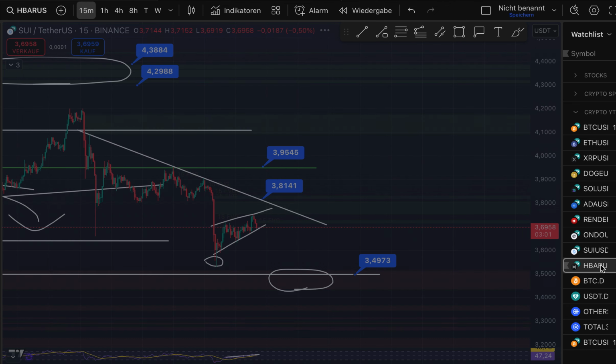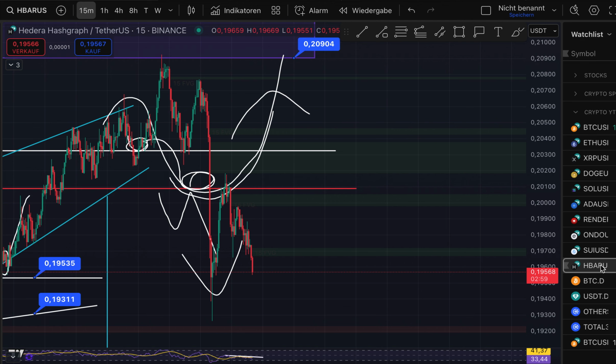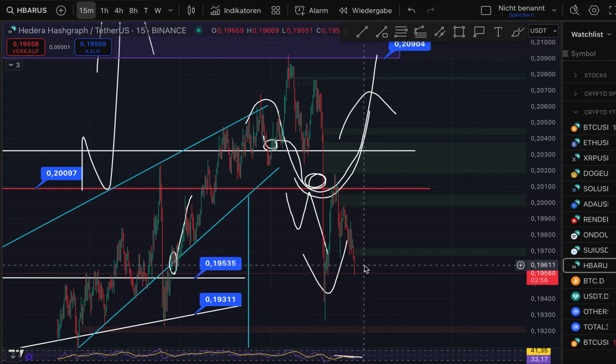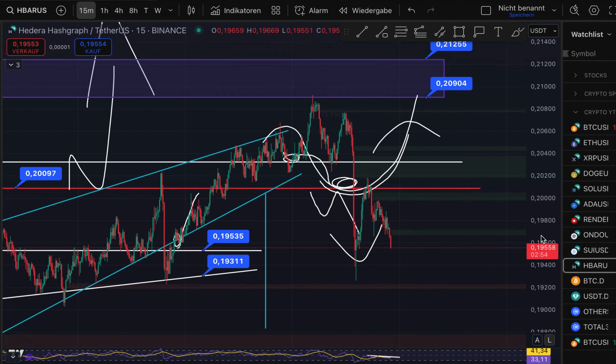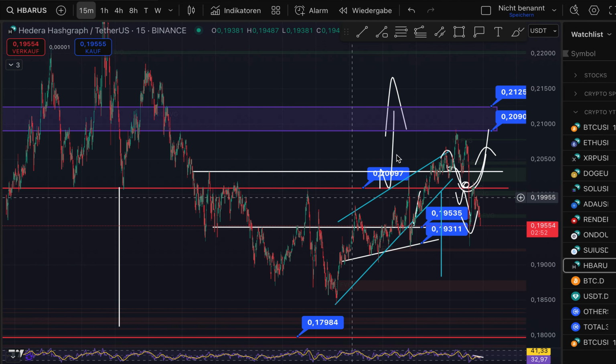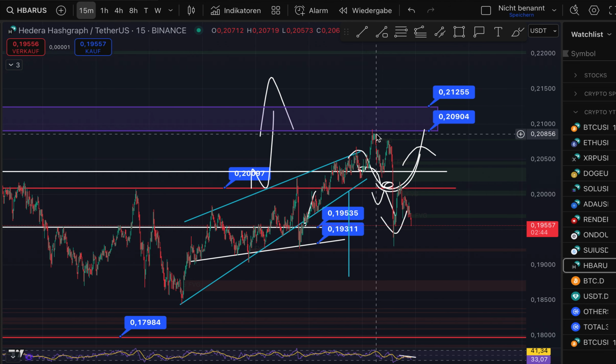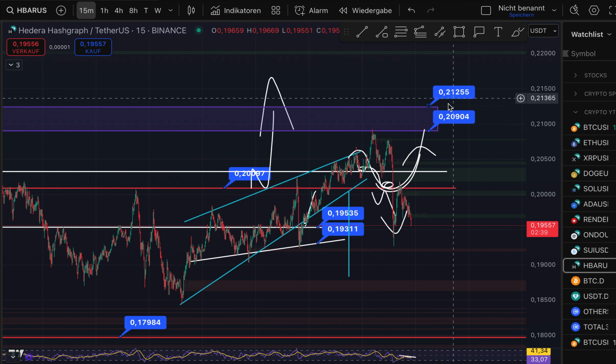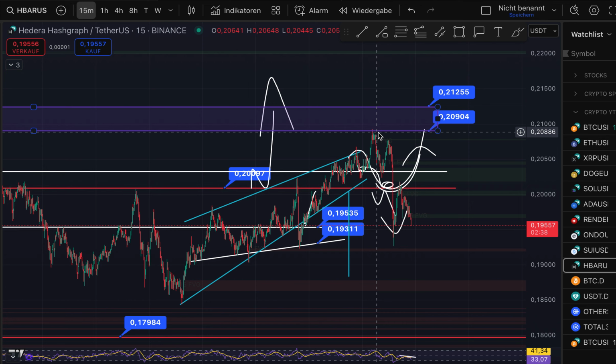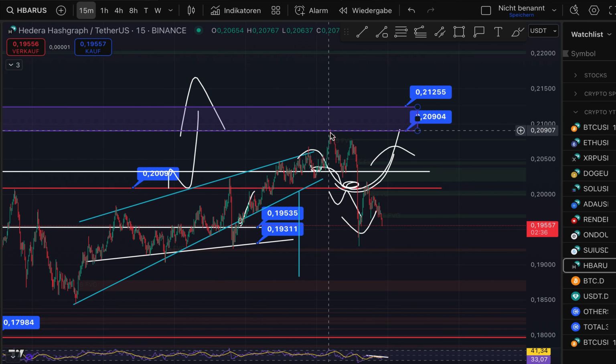So, next coin, HBAR. Same here. We have predicted this top already, down here with the head and shoulders formation. I don't remember it anymore, but we predicted it between 20.9 cents and 21.2 cents. It is sad that we just touched it with one candle and we didn't go up to 21.2 cents.